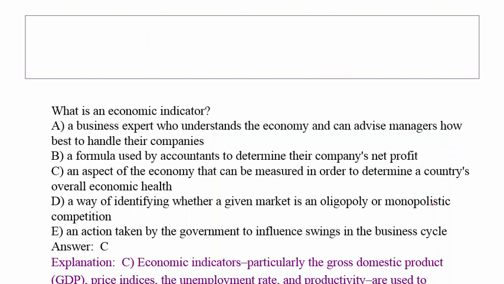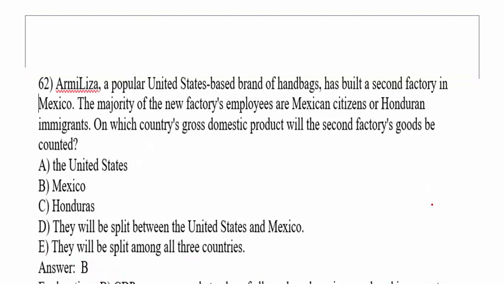Okay, good. Let's look at some questions then about our economics. And we say that what is an economic indicator? It is an aspect of the economy that can be measured in order to determine a country's overall economic health. Those things that we talked about, gross domestic product, consumer price index, all of these things are going to be considered economic indicators. The unemployment rate, all of that. Okay? All right, good.